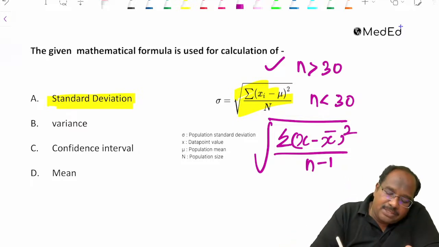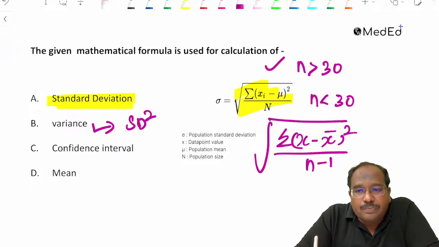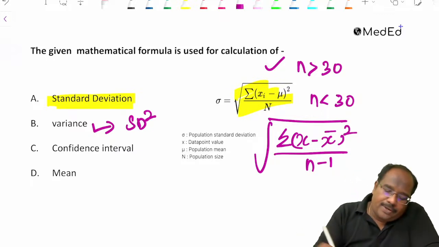What does variance mean? Variance means standard deviation square. Do you know what mean is? Mean means average. Then confidence interval: we can calculate confidence interval.